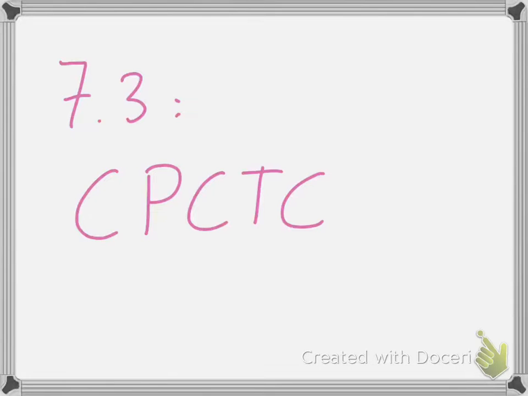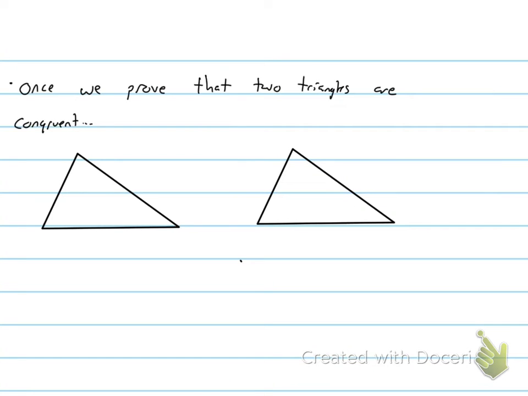In section 7.3, we're going to learn about a new theorem called CPCTC. That's an acronym for something, and we'll talk about that in this video. So once we can prove that two triangles are congruent, remember so far we've learned those four theorems: angle, side, side, angle, side, and side, angle, side. Those are the four that we've learned so far.